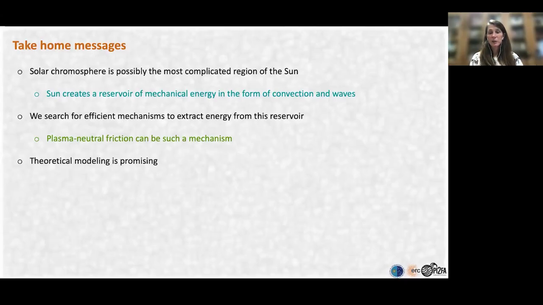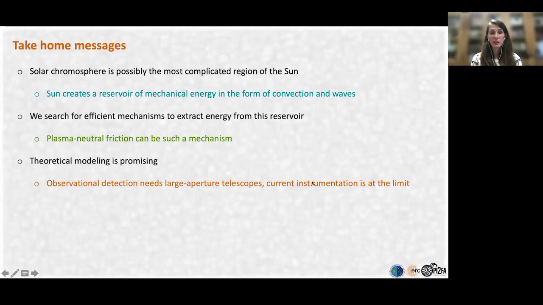Theoretical modeling is promising, but observational detection needs large aperture telescopes and dedicated efforts, and current instrumentation is very much at the limit.